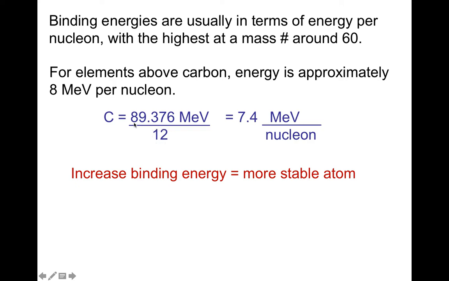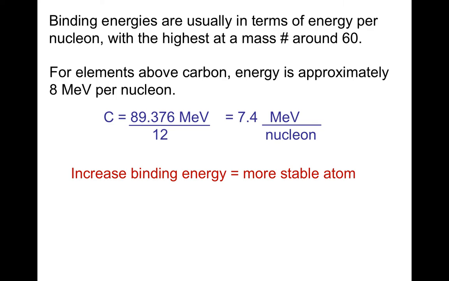And we just determined that the mass defect, the binding energy, is 89 mega electron volts. And so if I take that amount of energy and divide by the number of particles, you get 7.4 mega electron volts per nucleon. Right? So that means that each neutron and each proton is roughly equivalent to 7.4 mega electron volts in that atom. Right? And so for anything above carbon, with a mass number greater than 12, energy is approximately 8 mega electron volts per nucleon. Just something interesting to know.